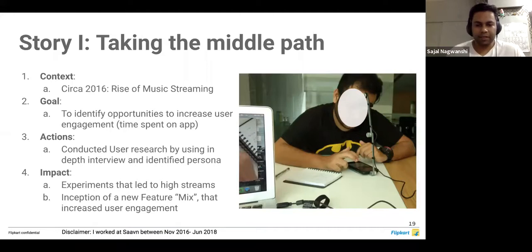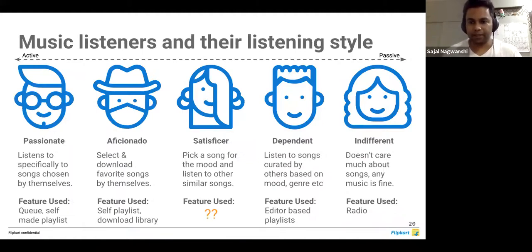It's a story about that. We started conducting a lot of user research and eventually discovered there are different kinds of music listeners. Not a surprise, but we realized it's a spectrum of music listeners, even within Saavn. That spectrum can be laid out on one parameter: active listeners versus passive listeners. On one extreme, there were passionate music listeners who would listen to very specific songs in very specific order. On the other end, we had people indifferent towards music. All they wanted was to listen to music, and it didn't matter which kind. We met all people within this range.